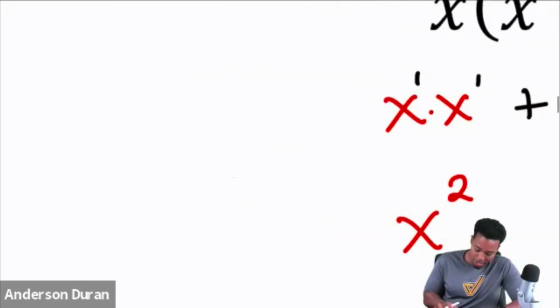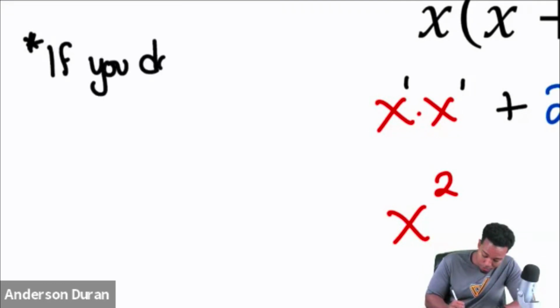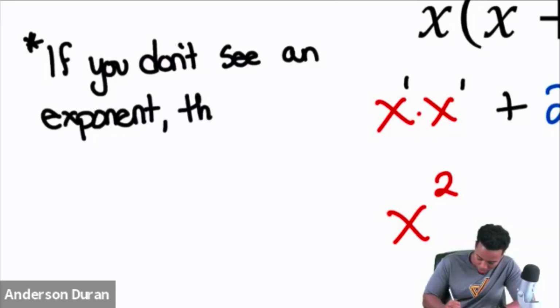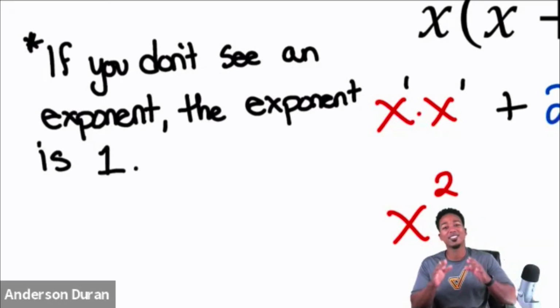So let's write that down. If you need to, let's go and write that down. So if you don't see an exponent, the exponent is 1 every single time. All right. Every single time.